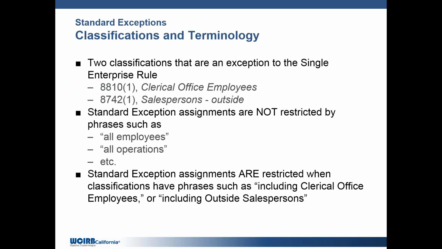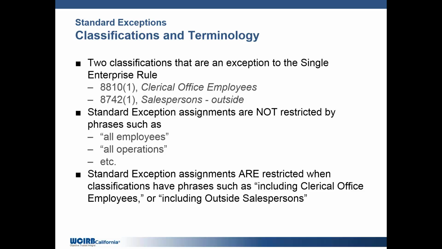So in looking at the classifications and terminology, the two standard exception classifications are 8810 suffix 1, clerical office employees, and 8742 suffix 1, salespersons outside.